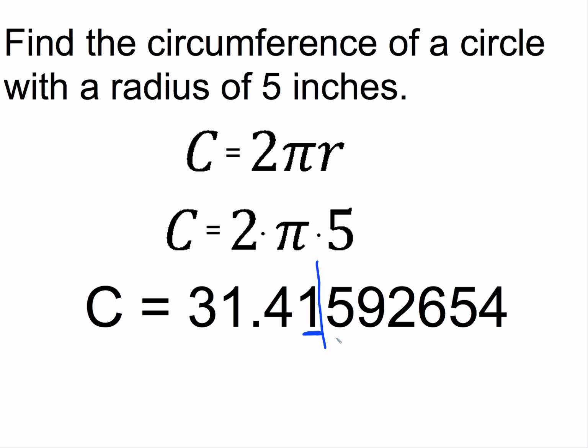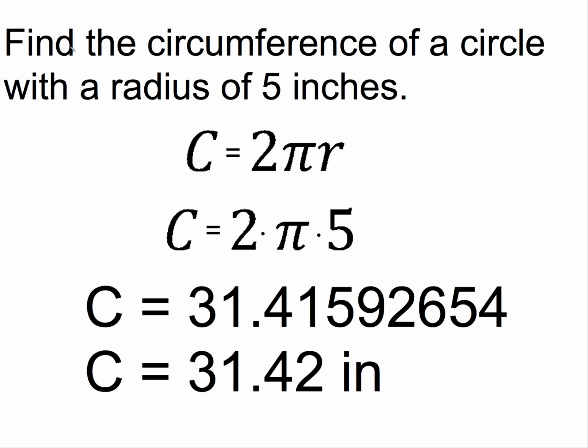Remember, if it's 0 through 4, it stays the same. 5 through 9, it rounds up. So since this is a 5, that 1 will actually go up to a 2. So it'll be 31 and 42 hundredths of an inch.